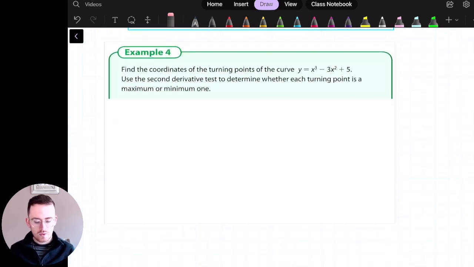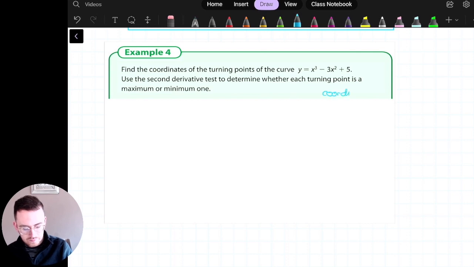So if we write down what we're looking for: coordinates of the turning points. So coordinates when dy dx is equal to 0, and then we want to get max and min. We want to say whether it's a maximum or a minimum. Now, why am I saying dy dx is equal to 0?